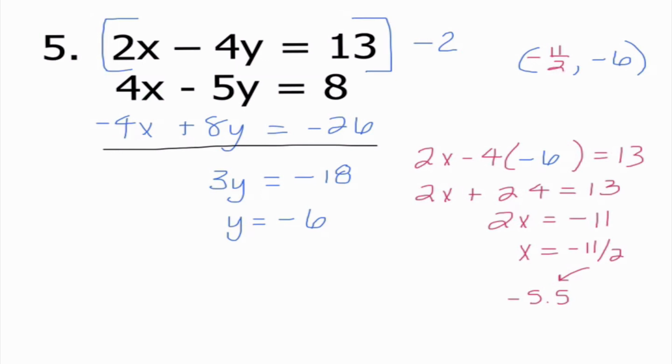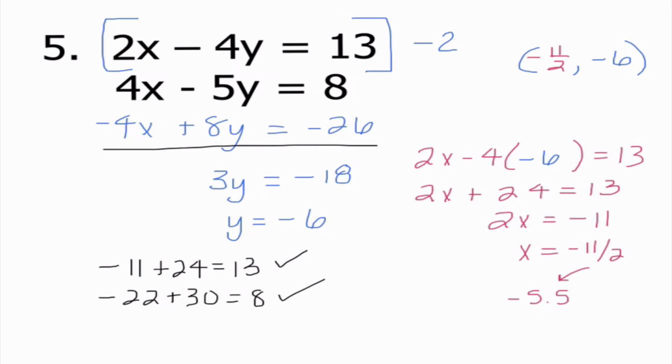Let's double check this. Especially, I think when we get a fraction, we start to doubt ourselves. So it's really important to check to make sure that we are correct. When I substitute in, I get -11 plus 24 is 13, which is true. In my second equation, I get -22 plus 30 equals 8, which is also true. So this is linear combination.